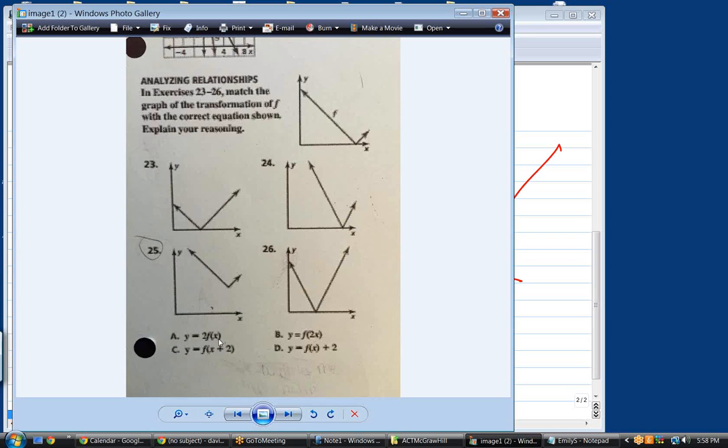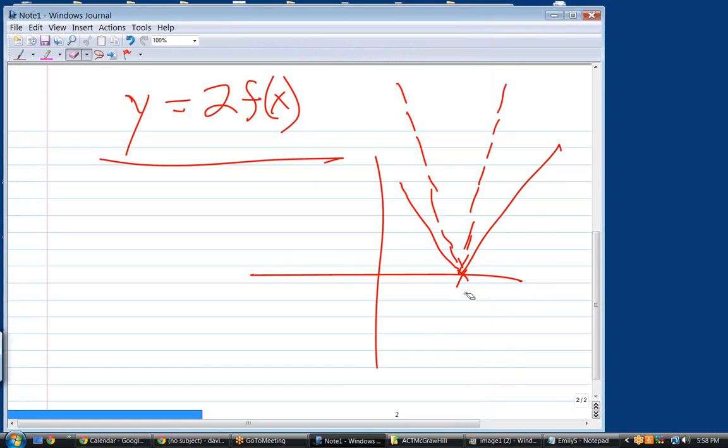Notice that the vertical stretch has very, very similar effect as the horizontal shrink. 24 we called a vertical stretch because the vertex didn't change position. Well, in 26, the vertex did move. When I do a horizontal shrink of this thing, I don't just leave the vertex in the same spot.